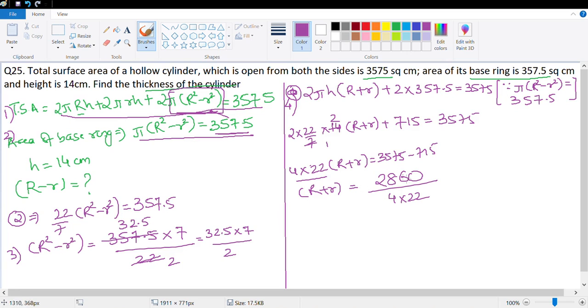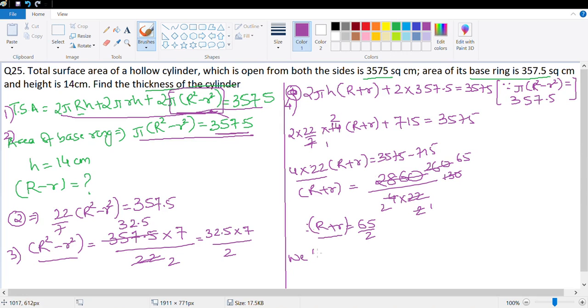Now this is 2 plus 6, 8, 8 minus 8 divisible by 11, so that's 11 into 2, that's 11 into 2, 22, 6, that's 11, 6 and 0. So this is 2 into 1, 2 into 130, this is 2 into 2, this is 2 into 65. Therefore R plus r is equal to 65 upon 2. Now we've got the value of R square minus r square, and we've got the value of R plus r.